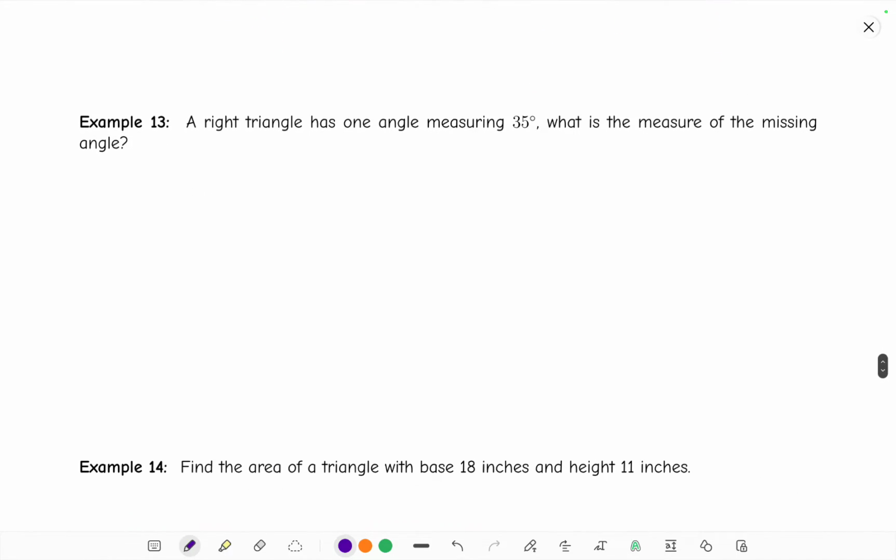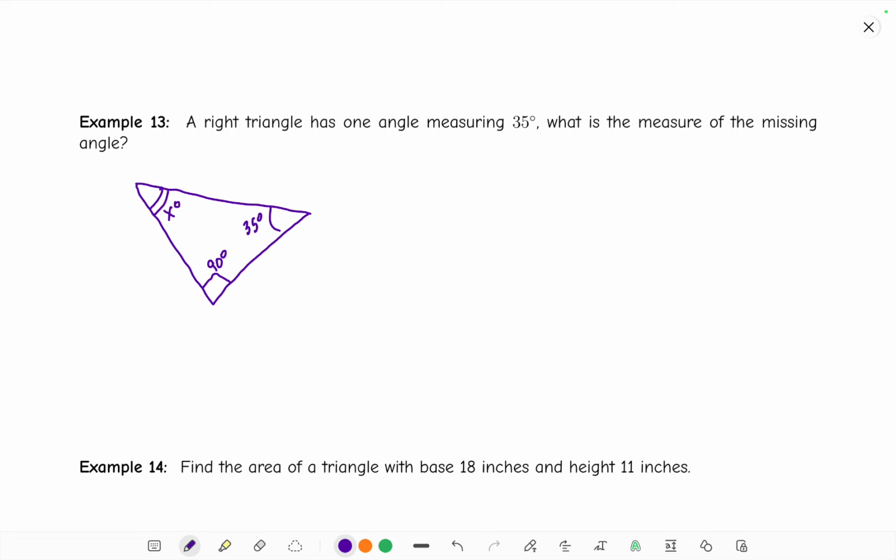Example 13. A right triangle has one angle measuring 35 degrees. What is the measure of the missing angle? So a right triangle means that it has a right angle somewhere. Let's say my right angle is right there. That means this angle is 90 degrees. Then the problem's also telling us it has an angle measuring 35 degrees. So let's say it's this one. Then what we're looking for is this top angle, X degrees.